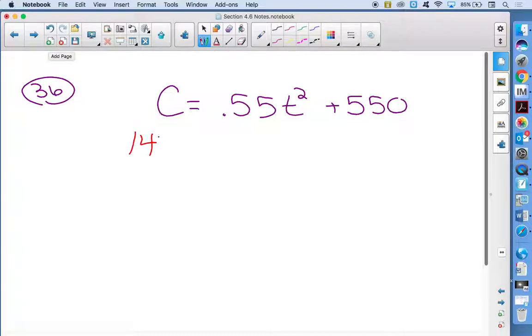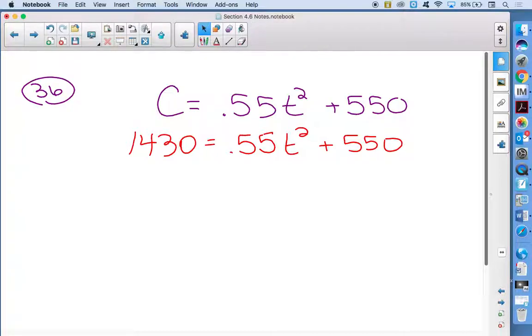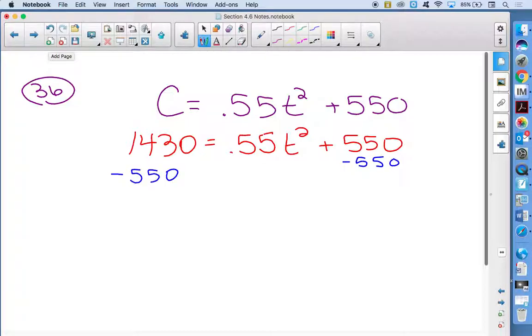So 1430 equals 0.55 t squared plus 550. So to solve this, Anastasia, what would you do first? Yeah, subtract 550. Anastasia, do you know what 1430 minus 550 is? 880. And then Anastasia, what would you do next? Okay, so this was 11/20, so she multiplied by 20 over 11.